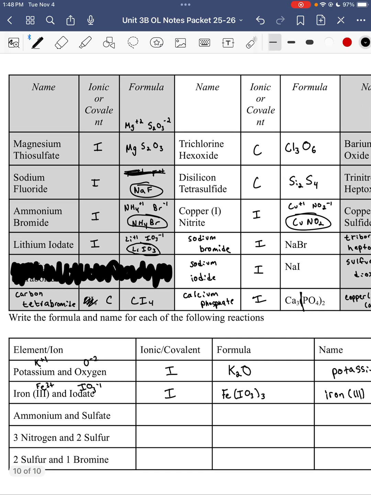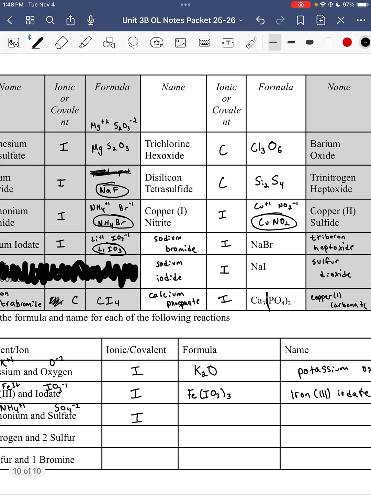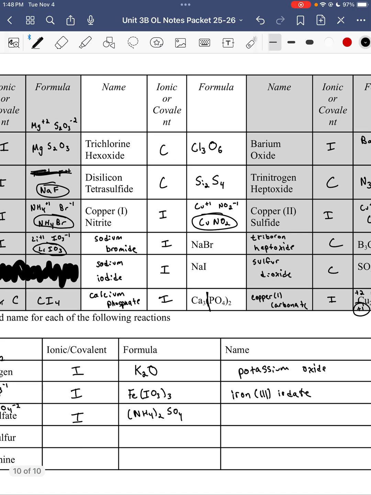Next, I have ammonium and sulfate, again ionic because it involves ions. Ammonium is NH4 plus 1. Sulfate is SO4 minus 2. So when I cross those over, I get that I have 2 NH4s and 1 SO4. When I go to name it, I'll simply name its ions and call it ammonium sulfate.